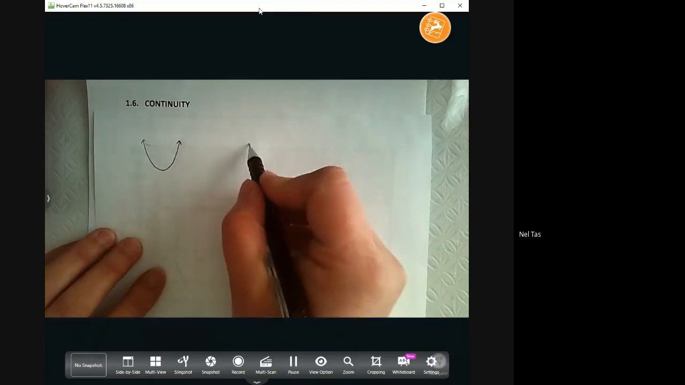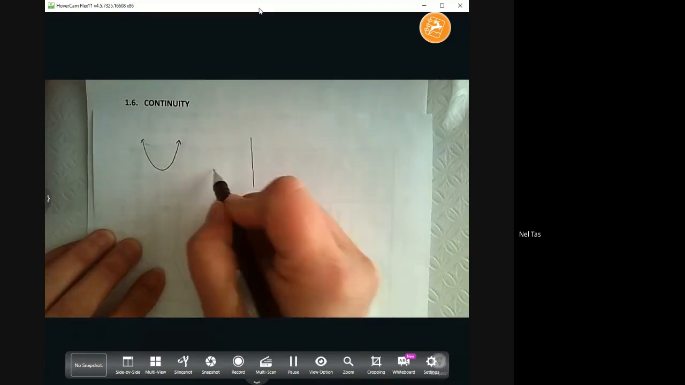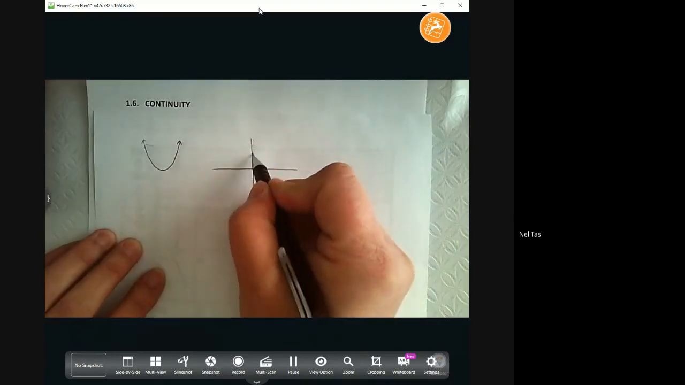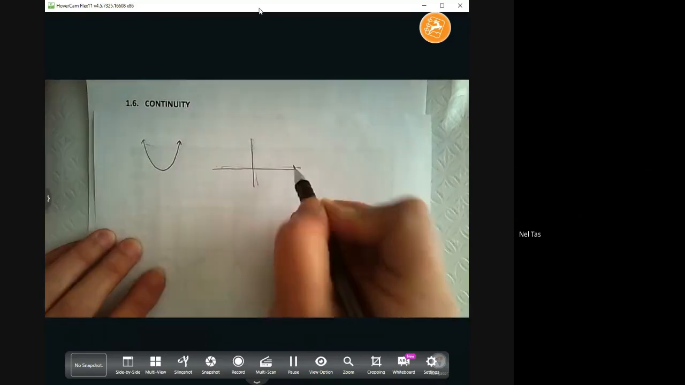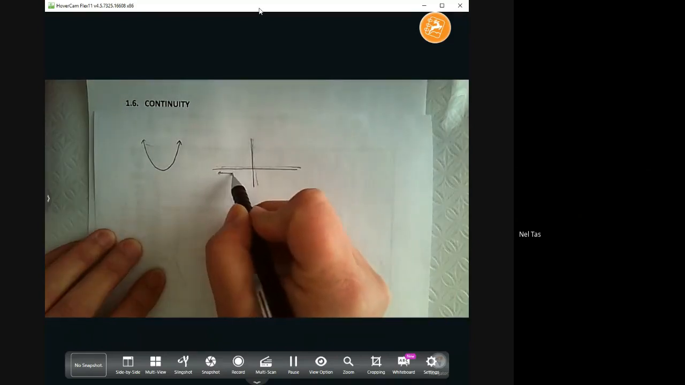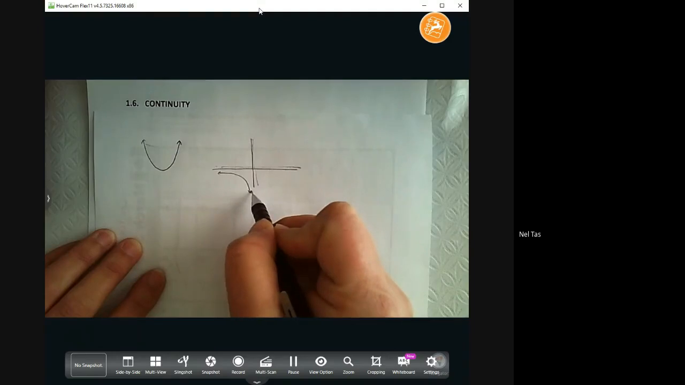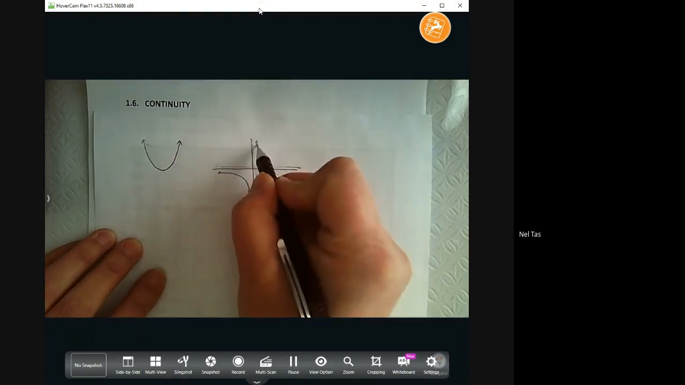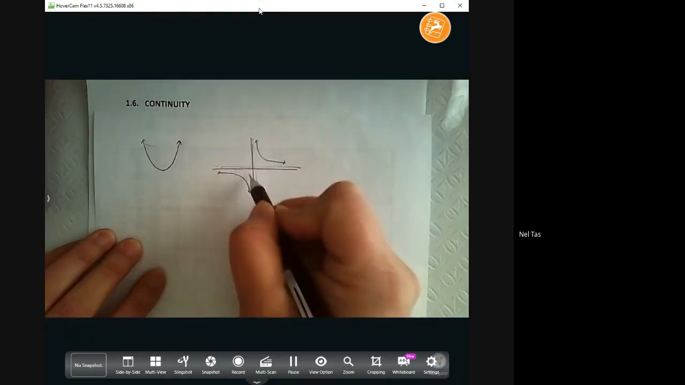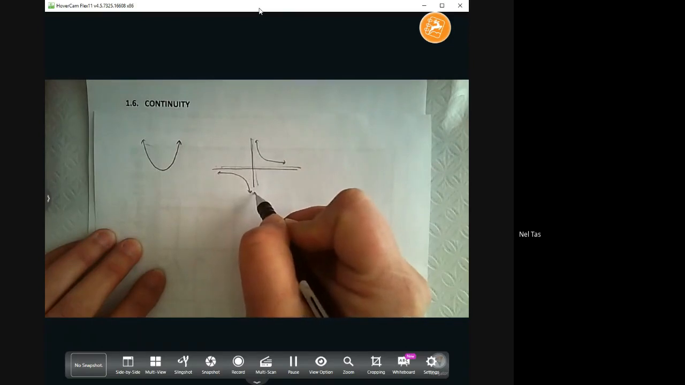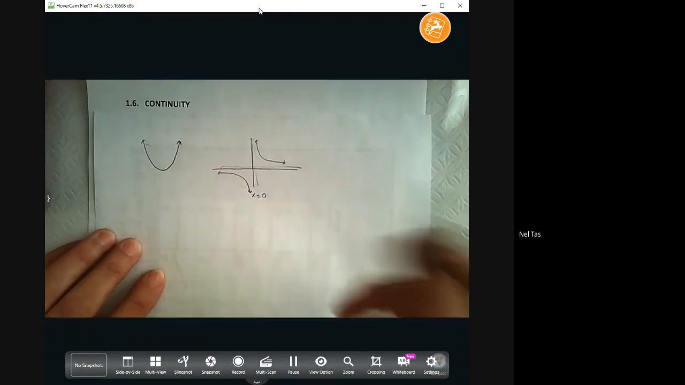For example, you may have a rational function. So let's say there's an asymptote here. You sketch this part, and you have to lift your pencil to sketch the second part. Means this function is discontinuous at x equals 0.